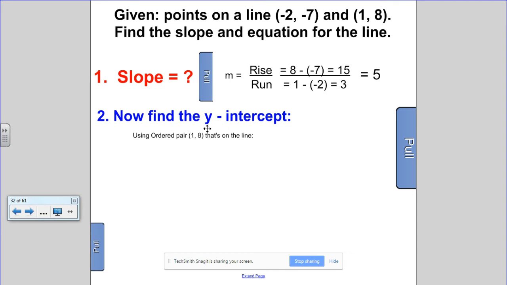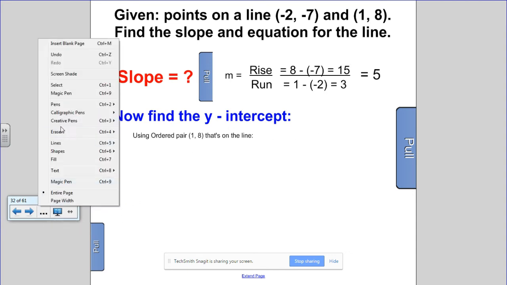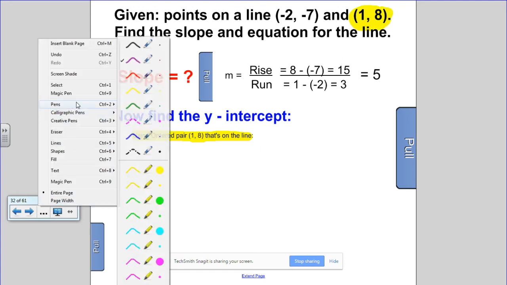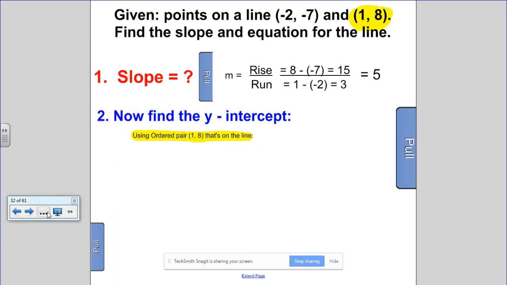Now find the y-intercept, and it gives you a little hint here to find the y-intercept using the pair 1, 8. Why did I choose 1, 8? Well, that's nice, pretty positive numbers. Nice, pretty positive numbers are going to be your friend anytime that you possibly can use them, it's going to limit 7th grade mistakes.